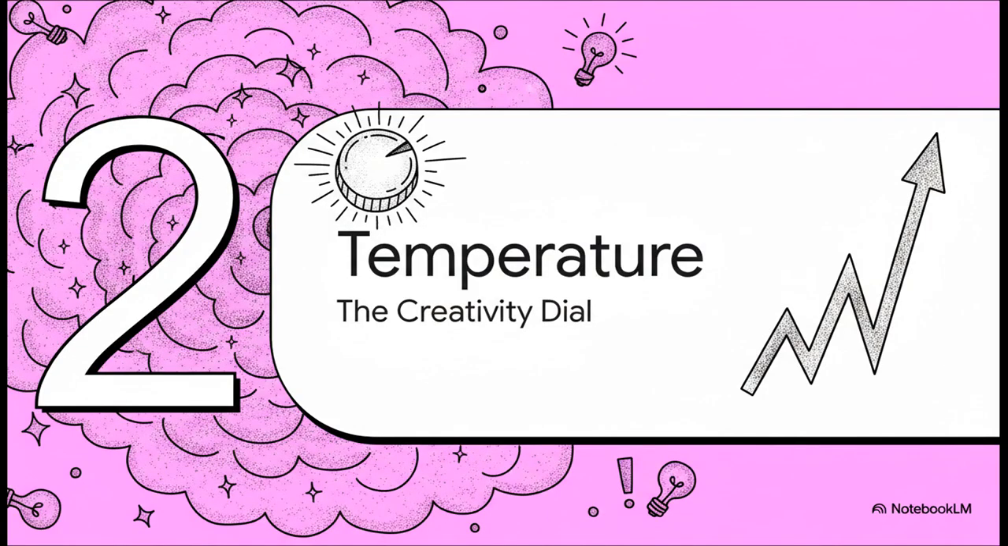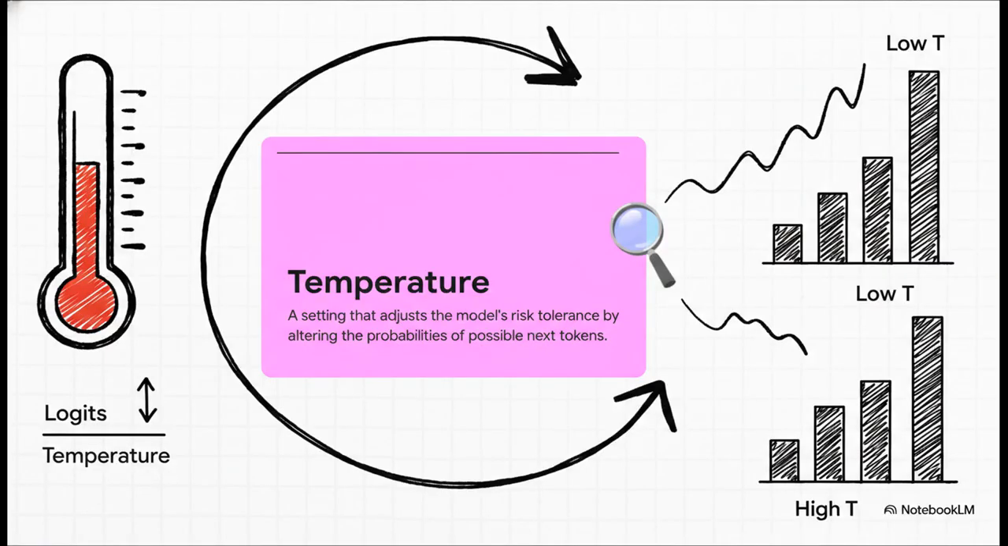All right, first up is the most famous knob of them all, temperature. The best way to think of it is as the AI's creativity or risk dial. It doesn't actually change the options on the list, but it totally changes how much the AI cares about the odds. So how does this actually work? Well, under the hood, before the final probabilities are set, the model gives every word a kind of internal confidence score. By cranking up the temperature, you're basically telling the model to flatten those scores out, making the long shots and the wildcard options seem a lot more attractive.